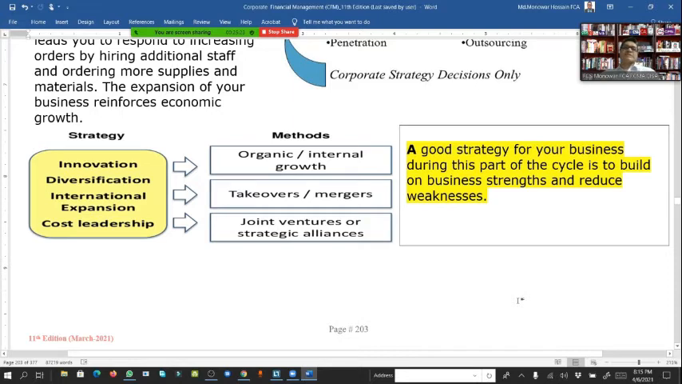A good strategy aligns with the business. Types of strategy can be innovation, international expansion, cost leadership, diversification, and different methods we have. Sometimes internal growth, also called organic growth, within the organization, sometimes takeover or merger. Another method is joint venture or strategic alliance. Using these strategies and methods, the organization aligns with its goal, mission, and vision, and can survive, take a huge market share, or expand in different ways.